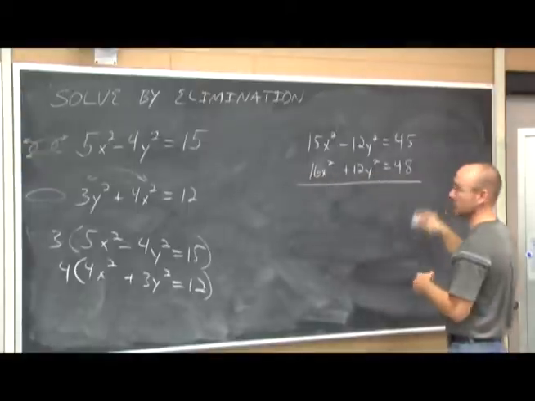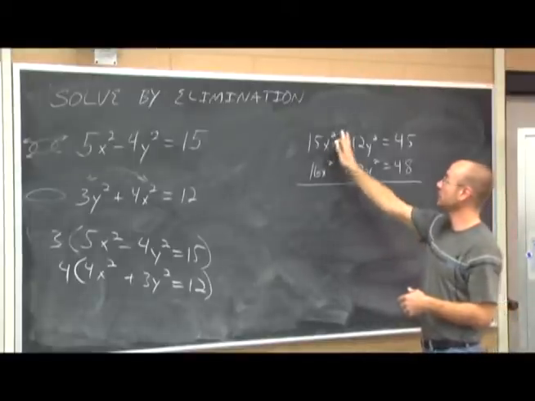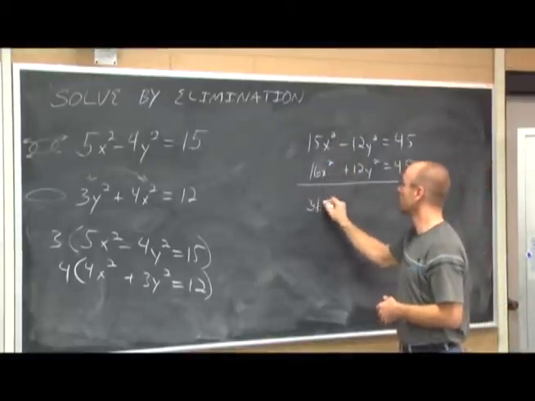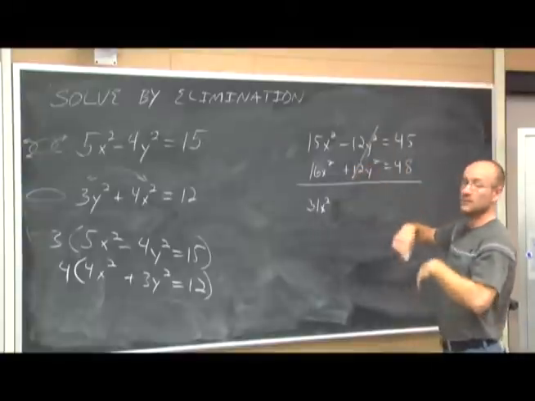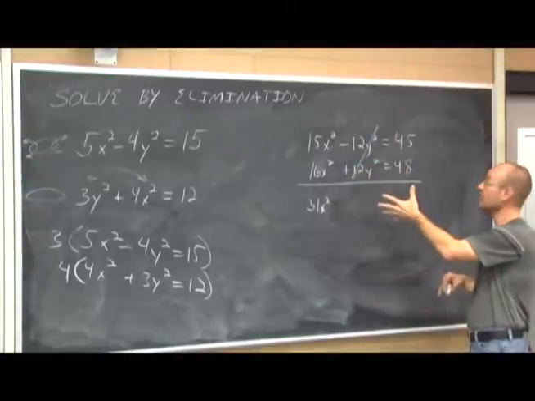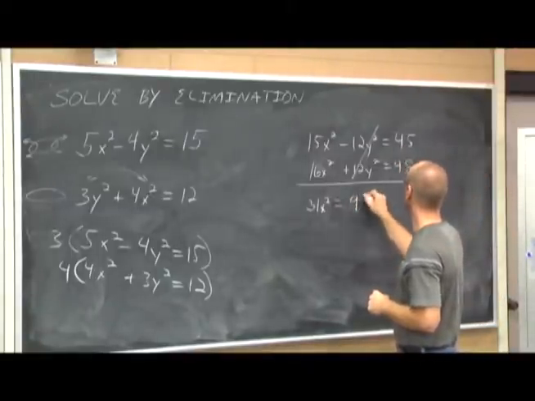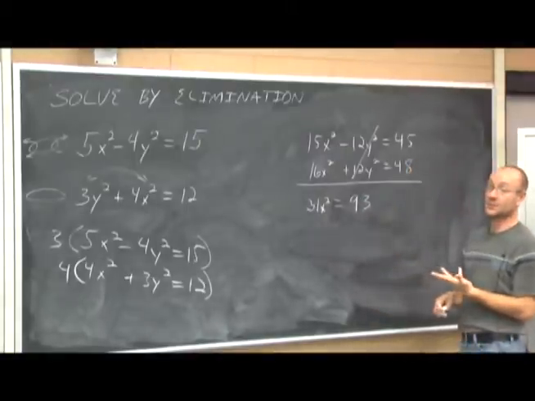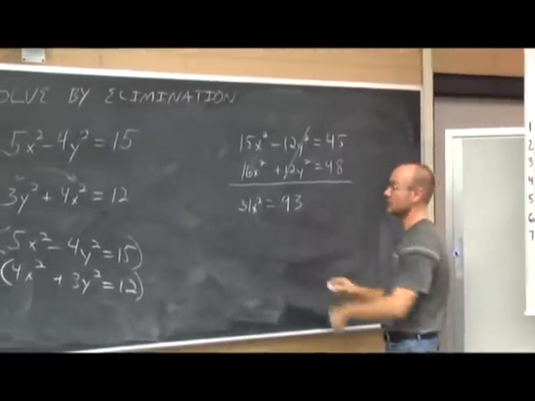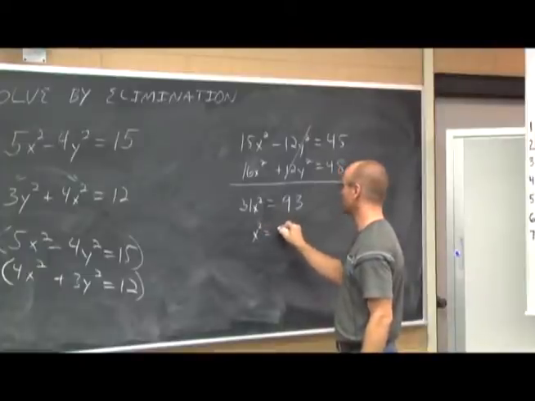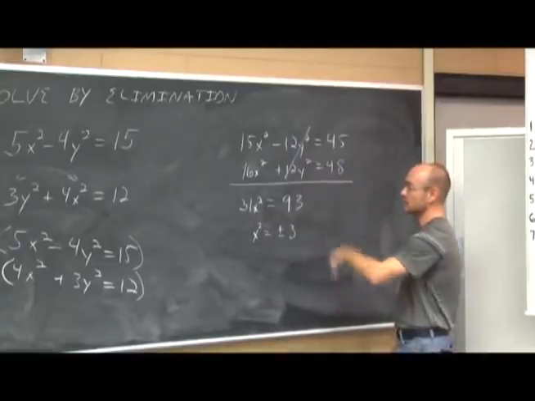Now, elimination is called the addition method because I'm going to combine these two equations by adding them. 15x squared and 16x squared is 31x squared. Negative 12y squared and positive 12y squared, hey, we don't have to worry about y squared anymore. We've actually eliminated it. And then 45 and 48 is going to give me 93. All right, well, that's actually good news because 31 and 93, even though initially we might say, oh, those aren't nice numbers, well, if we do the division, 31 goes into 93 3 times.